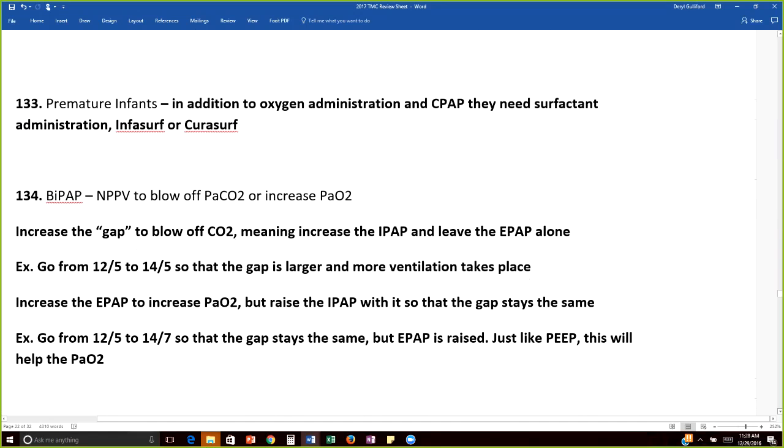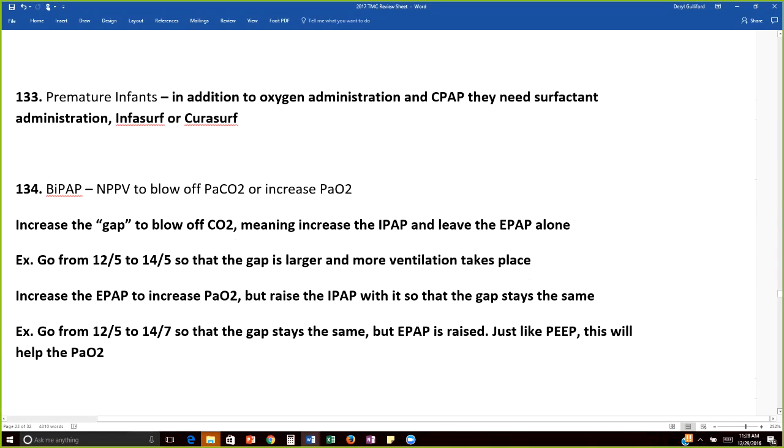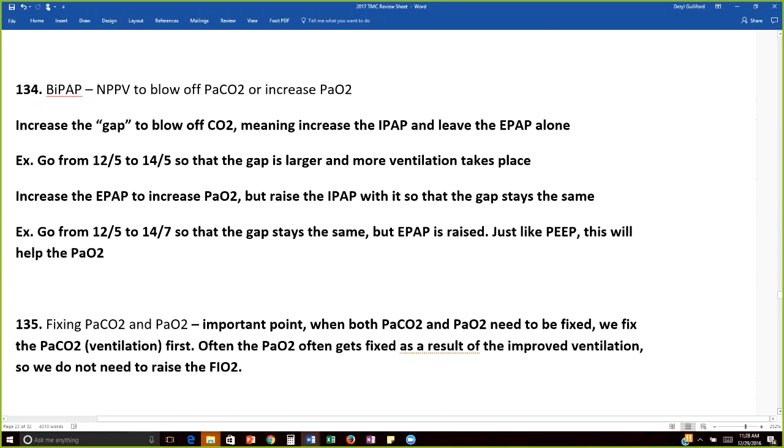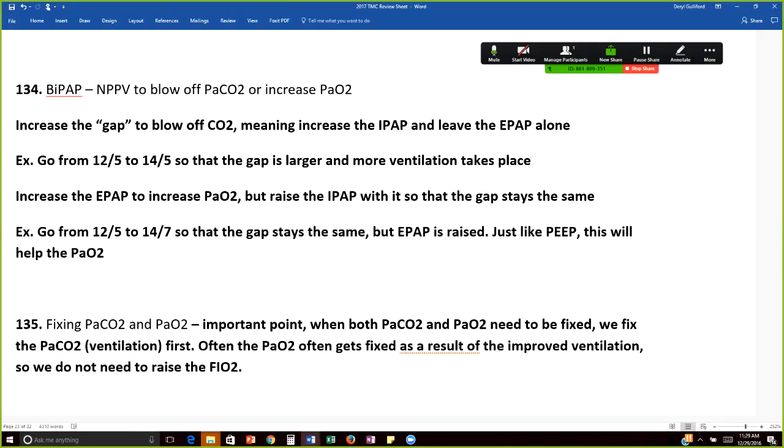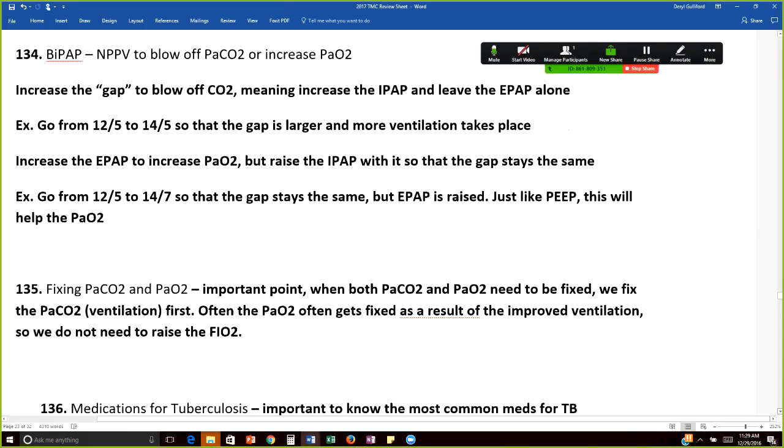Premature infants, in addition to oxygen and CPAP, they need surfactant, and that is either Infasurf or Curosurf, but they definitely need surfactant. Okay, BiPAP and PPV. To blow off CO2, we increase the gap, the difference between IPAP and EPAP. So for example, if we're at 12/5 and we want to blow off more CO2, we go to 14/5. However, if our goal is to increase the patient's oxygen level, then we go from 12/5 to 14/7 because we keep the gap the same, but we raise the EPAP. So just like PEEP, that will improve the patient's oxygenation.